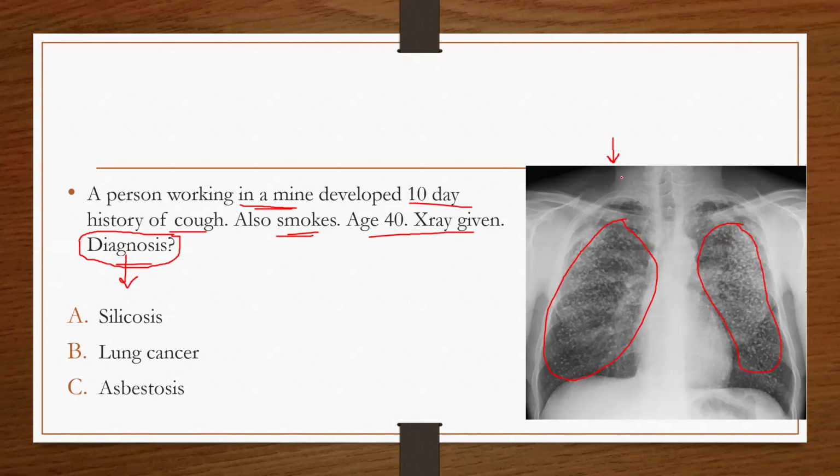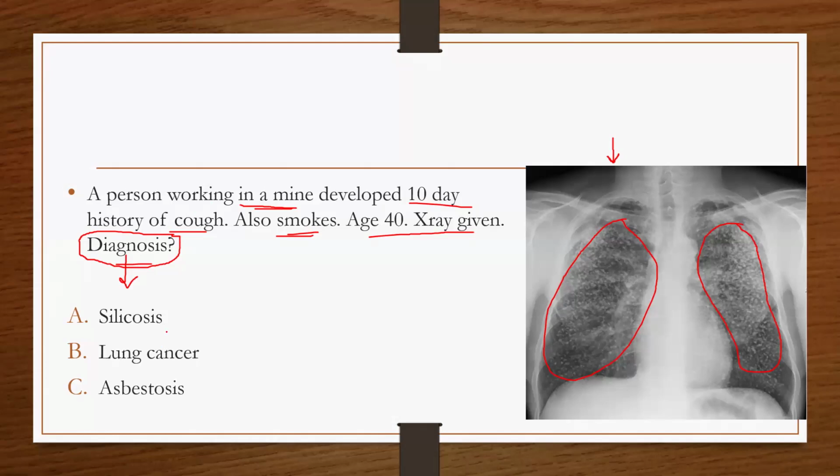So when you see ground glass opacities, the first thing that comes to your mind should be a case of silicosis. I think that is a very common thing. But suppose you are not very familiar with ground glass and silicosis. I'll teach you how to approach this question if you don't know anything. We use a method called method of exclusion.